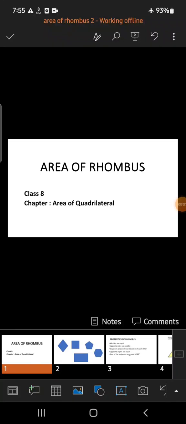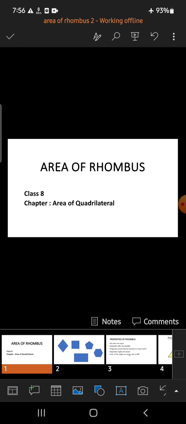Hi friends, today I am going to present the topic area of rhombus, which comes under the chapter area of quadrilaterals in class 8. So, we are familiar with quadrilaterals, isn't it? Can you tell me some of them?